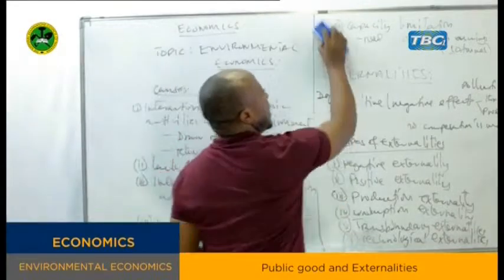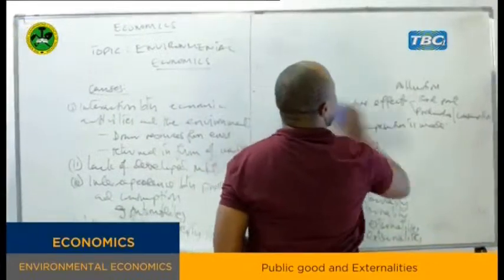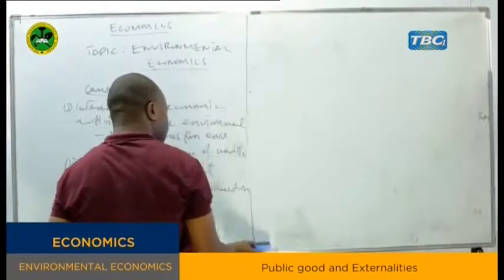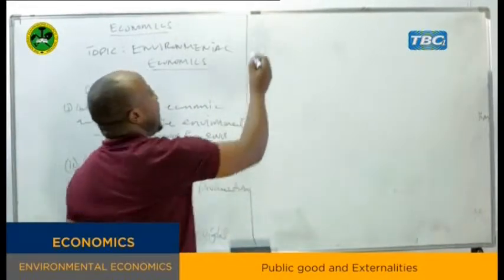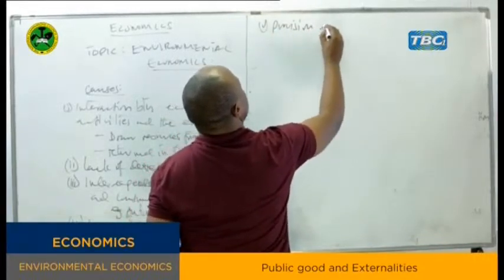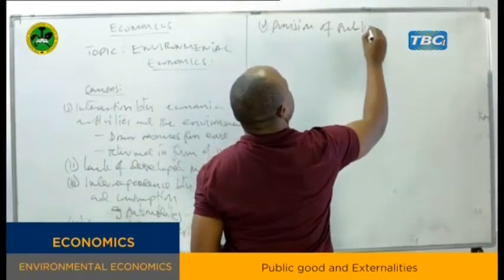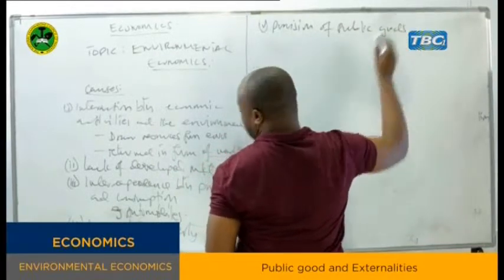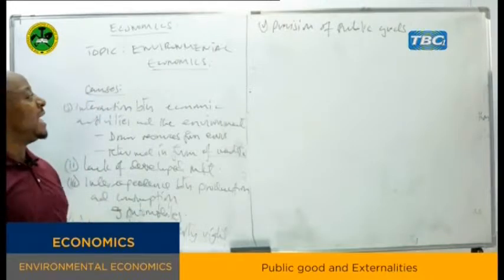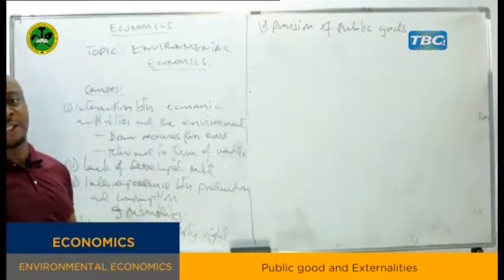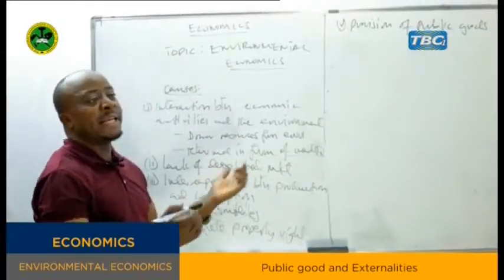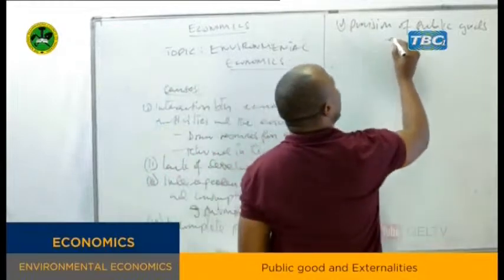And the last cause of externalities is the provision of public goods. Again, when you provide public goods, that is number 5. We said public goods are goods which are non-rival but non-excludable. Now, such goods, in the process of production, create externality. For example, we said the issue of free rider.